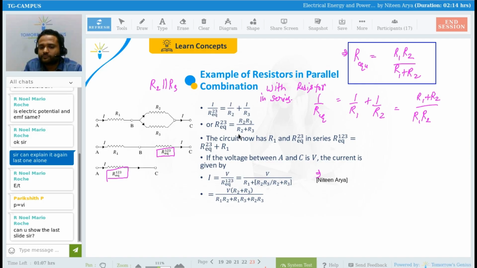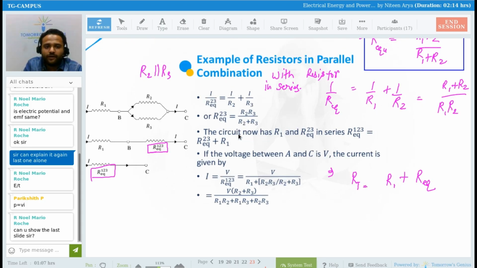What does it mean? R total is R1 plus R equivalent, where R equivalent is, this is 2, 3. So then R2 into R3 divided by, sorry, not 1 here, R2 plus R3. That is the net combination you're going to find.